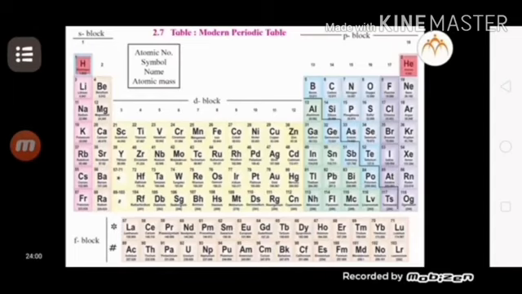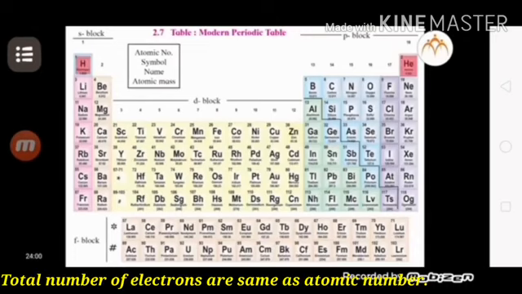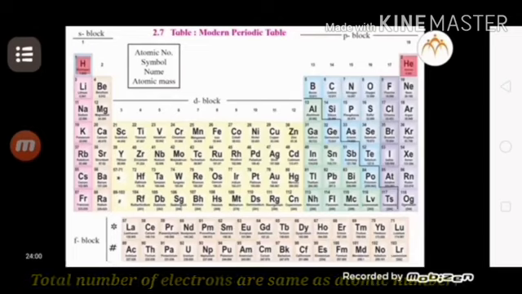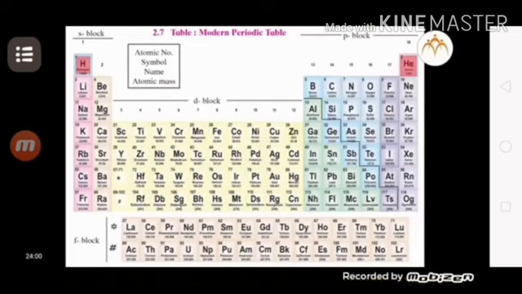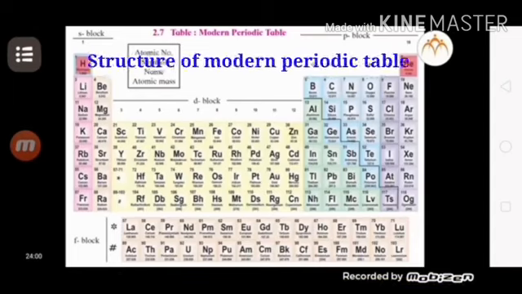We have seen in the previous standard the electronic configuration of an atom. The way in which the electrons are distributed in the shells around the nucleus is determined by the total number of electrons in it, and the total number of electrons in an atom is the same as the atomic number. The relation between the atomic number of an element and its electronic configuration is clearly seen in the modern periodic table.